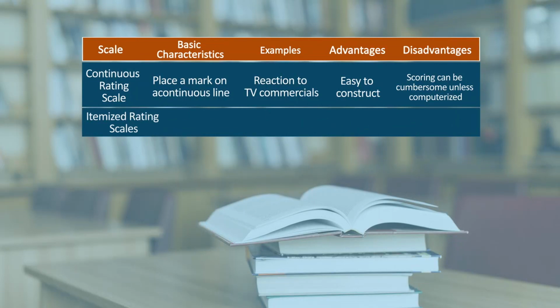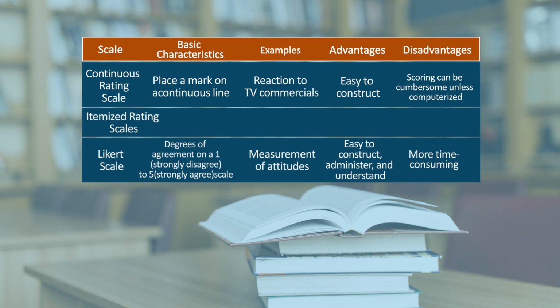Itemized rating scale is quite omnipresent in nature, or frequently used, and the Likert scale is one of the scaling techniques which is frequently used by researchers. The degree of agreement is from 1, strongly disagree, to 5, strongly agree. This is the model. We will take some good examples which can defend our terms. Measurement of attitude is an example; it is easy to construct, administer, and understand. More time consuming. This is more time consuming.